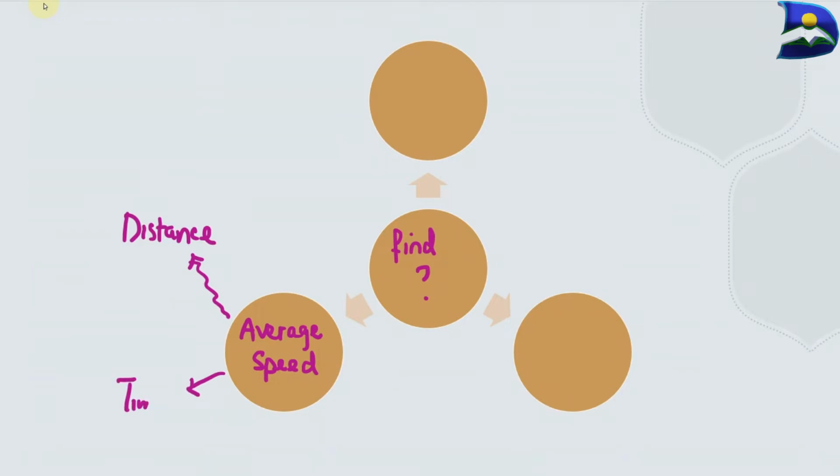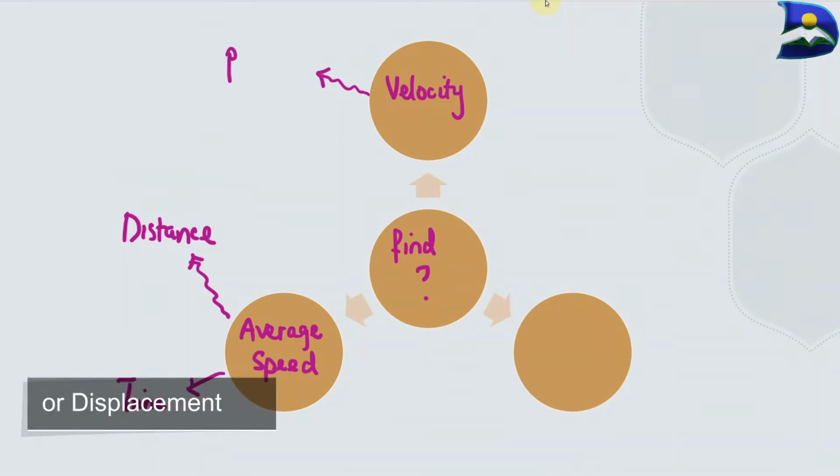Next, what if you're asked to determine the velocity of an object? What are the things you need to remember? You need, one, the position of that object, and next, the time. Once you have these two variables, you'll be able to determine the velocity of that object.